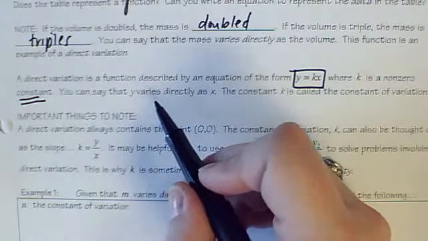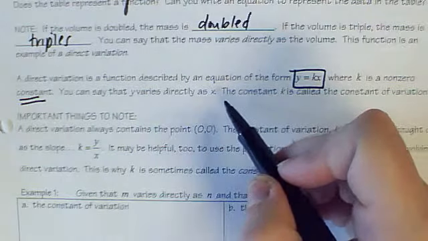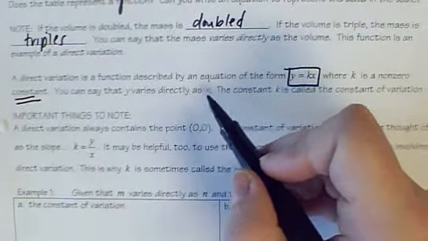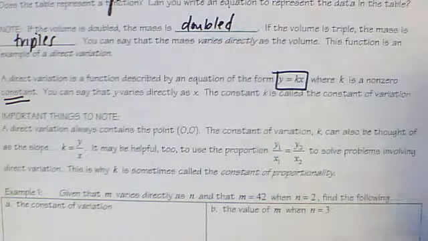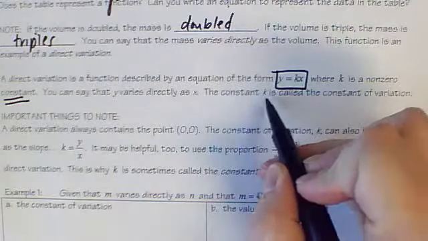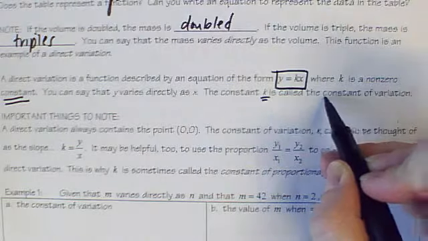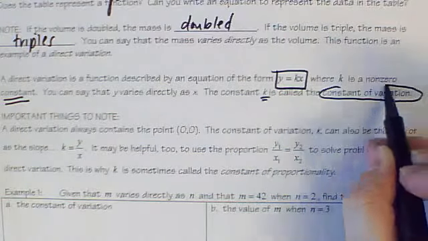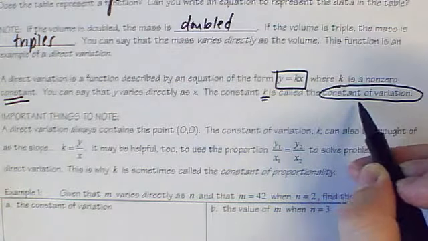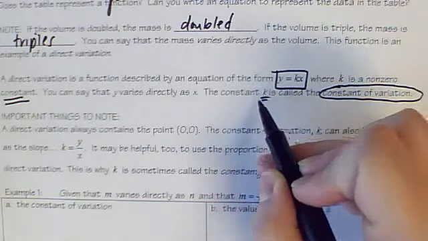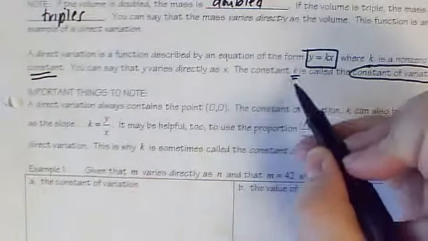Alright, it can be said as y varies directly as x, or there are other different ways it could be said also. You also need to know that k, that number in front of x, is called the constant of variation. This is important because any time it asks for that, you need to know that you're looking for this k value.